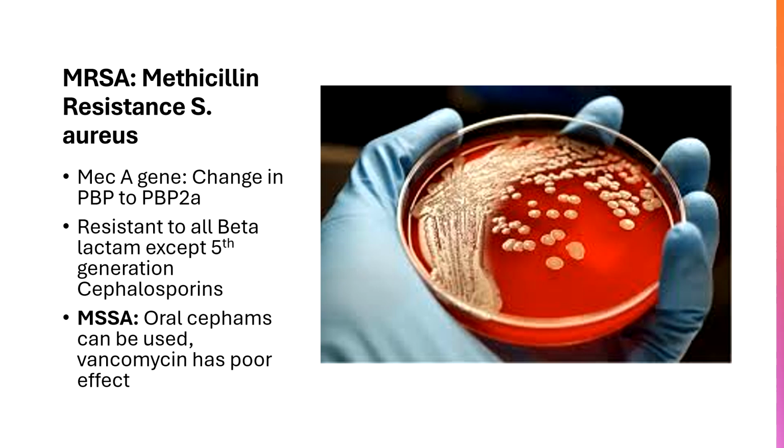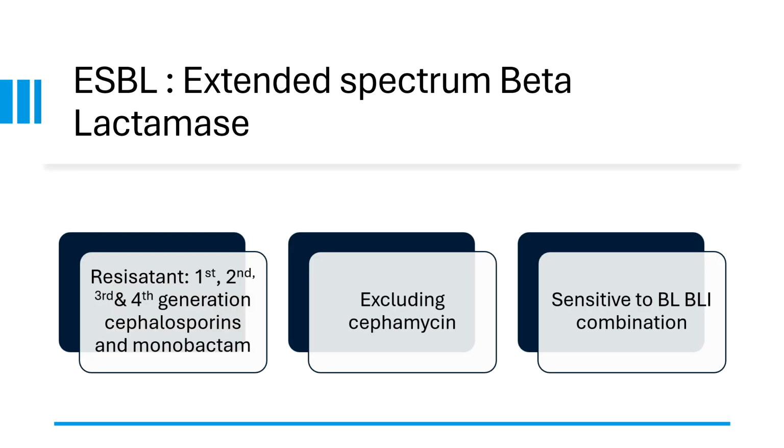However, what is MSSA? It is methicillin-sensitive Staphylococcus aureus. Here oral cephalosporins can be used. But remember one important thing: vancomycin has a poor effect against methicillin-sensitive Staphylococcus aureus. What is ESBL? ESBL is extended-spectrum beta-lactamase, and it is resistant to first, second, third as well as 4th generation cephalosporins and monobactams, but excluding cephamycin, and they are sensitive to beta-lactam and beta-lactamase inhibitor combinations, which would be the drug of choice.